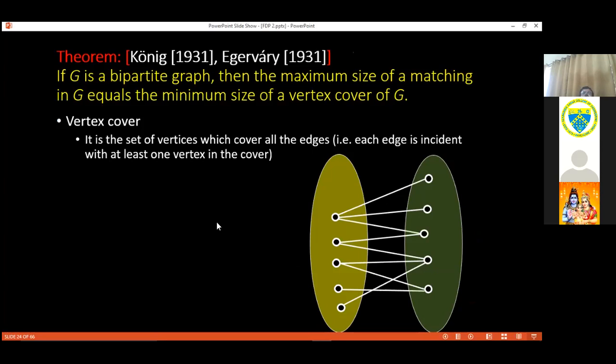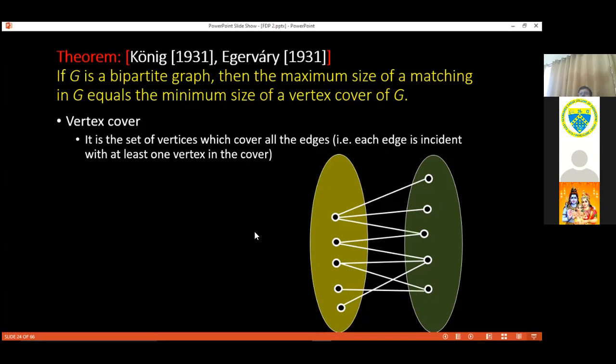Now, if G is a bipartite graph, then the maximum size of a matching in G is equal to the minimum size of a vertex cover. What is the maximum number of matchings possible from here? The previous theorem shows there is a possibility of getting a matching. For the maximum possibility, we have the definition of vertex cover. What is meant by vertex cover? A vertex cover is a set of vertices. Out of these vertices, I choose some vertices which cover all the edges. That means every edge is incident with one of the vertices there.